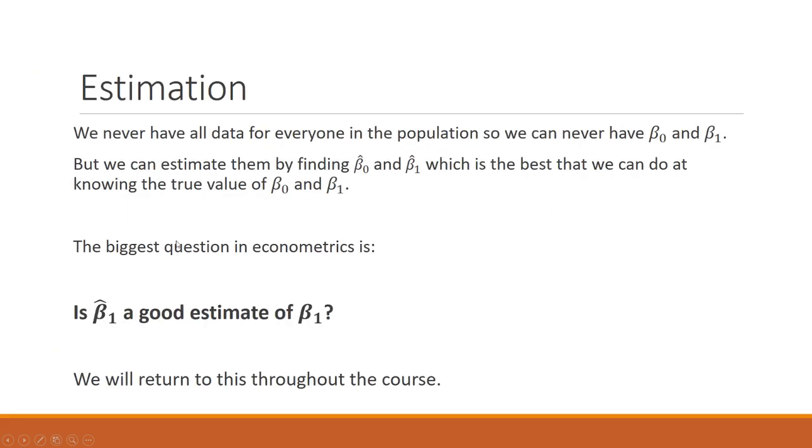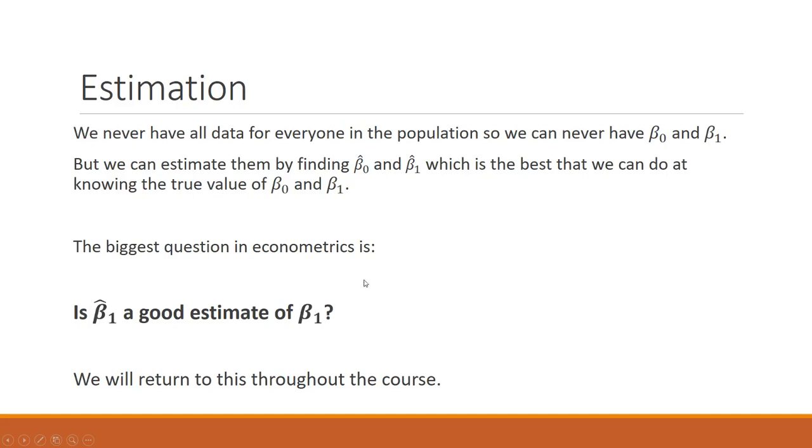Okay. All right, so we never have all data for everyone in the population, so we can never have beta 0 or beta 1. But we can estimate them by finding beta 0 hat and beta 1 hat, which is the best that we can do at knowing the true values. The biggest question in econometrics is whether or not our estimated beta 1 is a good estimate of the true beta 1.